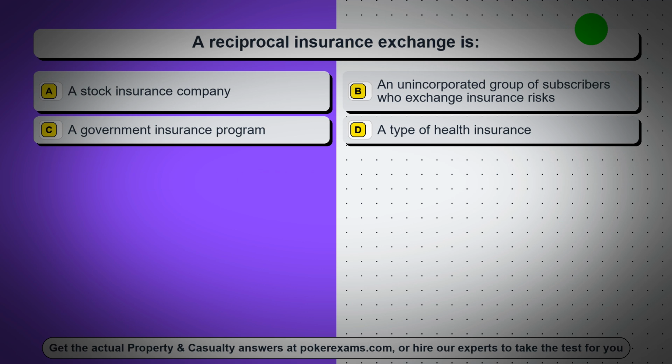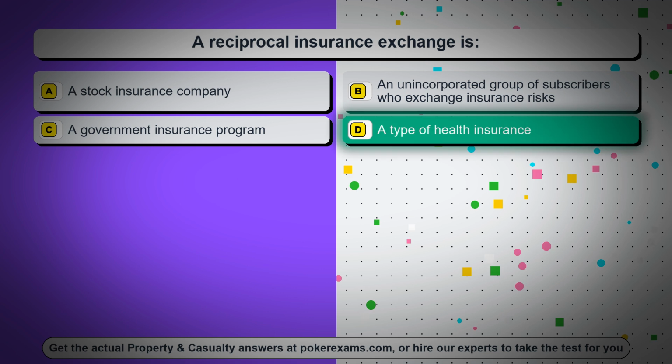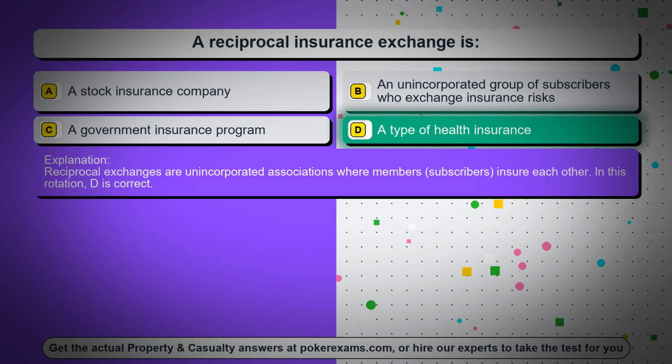Question 85. A reciprocal insurance exchanges. Option A, a stock insurance company. Option B, an unincorporated group of subscribers who exchange insurance risks. Option C, a government insurance program. Option D, a type of health insurance. The correct answer is option D, a type of health insurance. Reciprocal exchanges are unincorporated associations where members, subscribers, insure each other. In this rotation, D is correct.